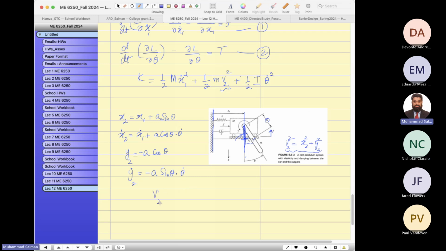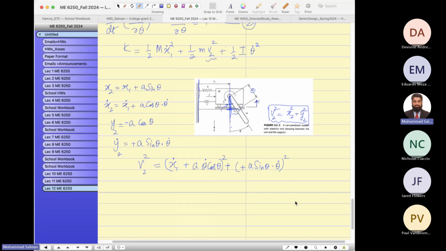So now we have to find out what v2 square is according to this Pythagoras theorem. So let's add all these together: x1 dot plus a theta dot cosine theta, whole square, plus y2 dot squared. One second, let me erase this bracket and make it again. y2 is negative a cosine theta, and the derivative of cosine is negative sine, so this is positive a theta dot sine theta. Thank you. So now we have done this work.